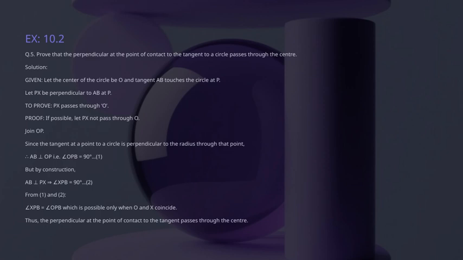To make sure we understand this thoroughly, let's consider a proof by contradiction. Suppose PX does not pass through O. Our goal is to prove that PX actually does pass through O.